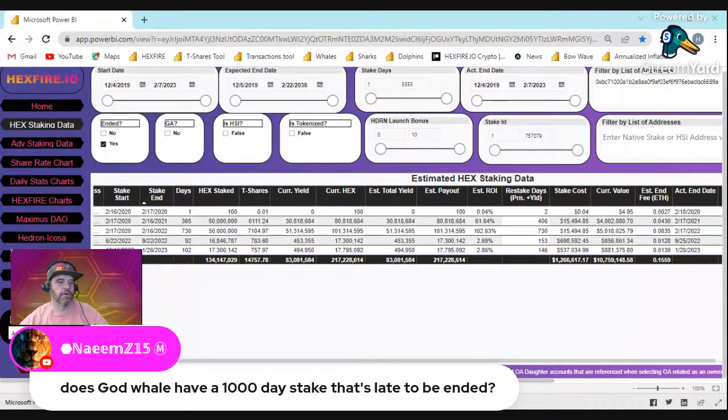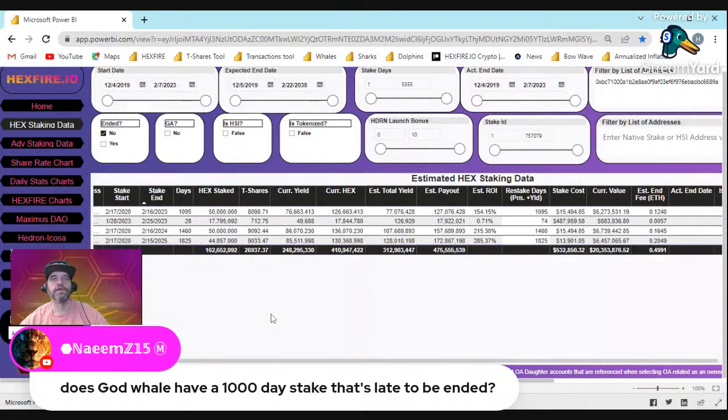This stake that we were looking at, let's look at it, we'll see how long it was. So not ended, going back to not ended. I want to see the one that's going to end on the 16th. That's this one right here. It was 1,095 days. So again, I know people are talking about it, but I don't know that it's actually related to Godwill, this particular stake.